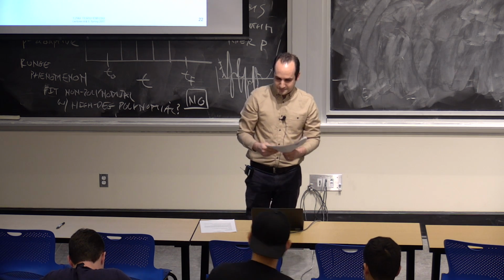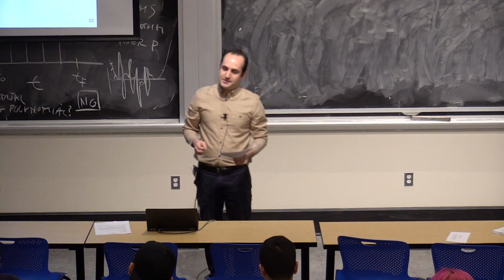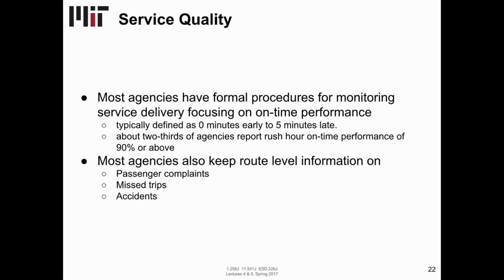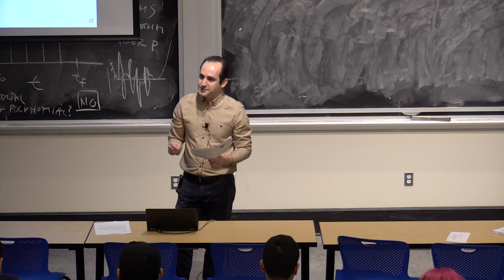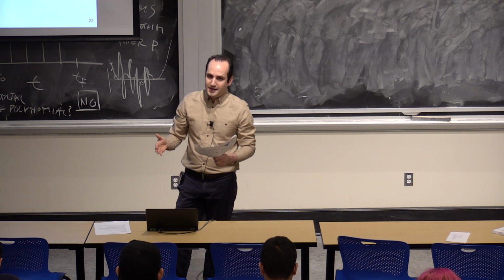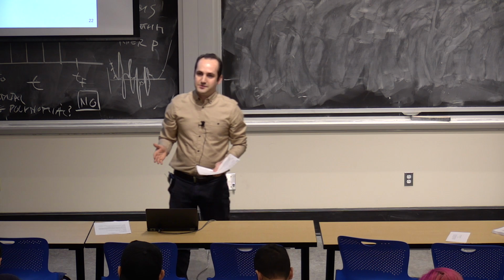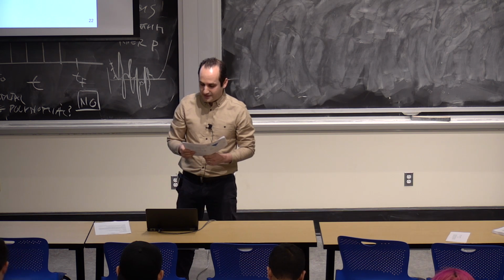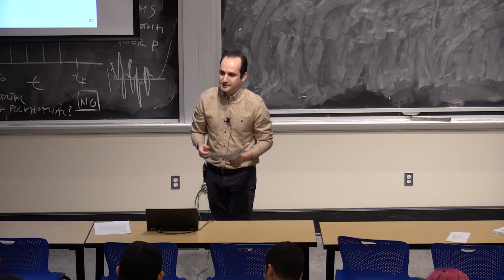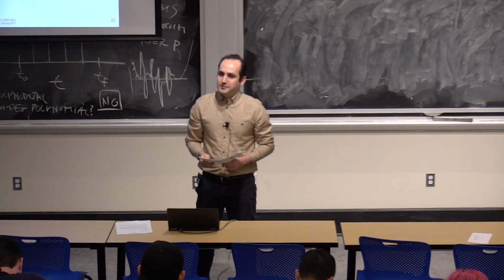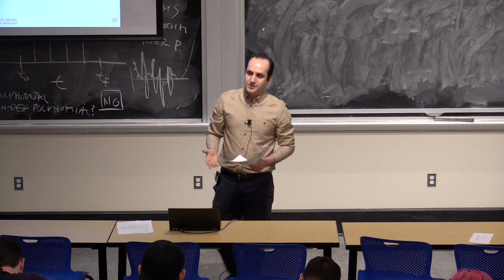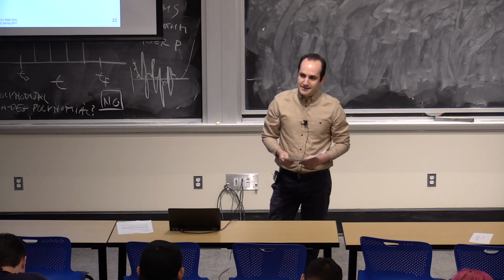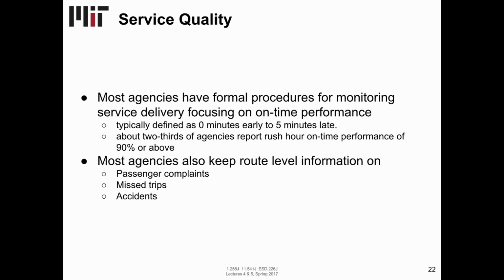So in terms of reliability, as we briefly discussed last week, most agencies have formal procedures for monitoring service delivery focusing on on-time performance. On-time performance is usually considered to be 0 minutes early and up to 5 minutes late. As we discussed, early arrivals are not considered on time. That could be because early departures could actually have a more negative impact on travel time. And the other possible reason is that early departures are easier to avoid.